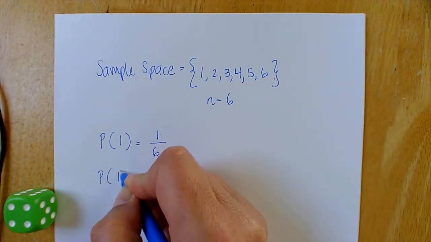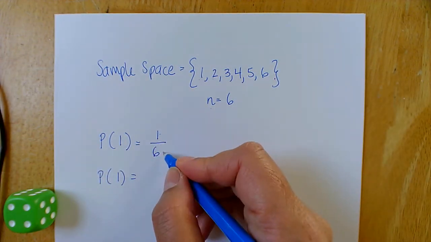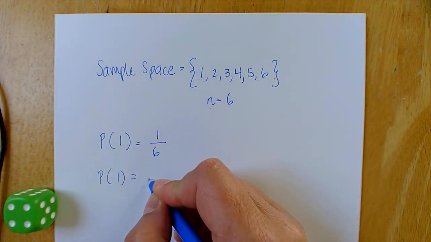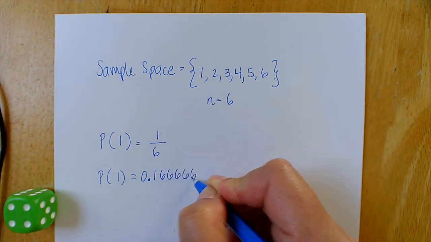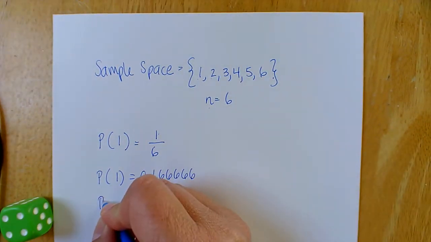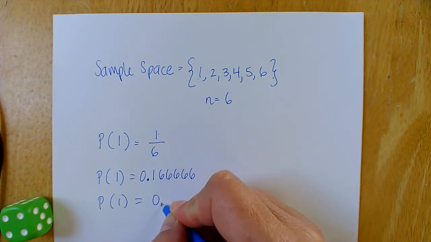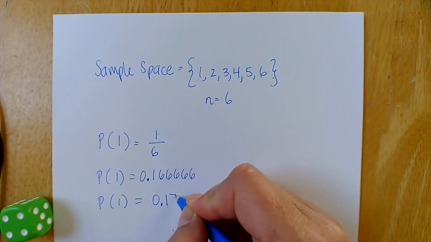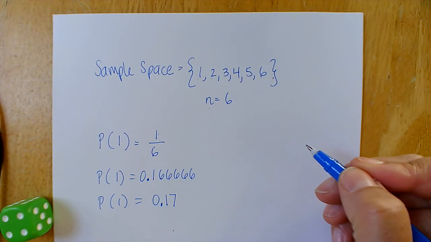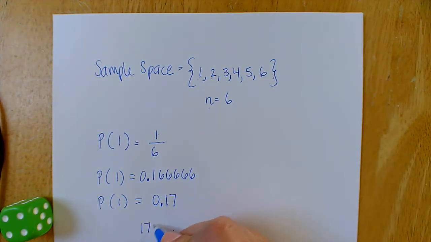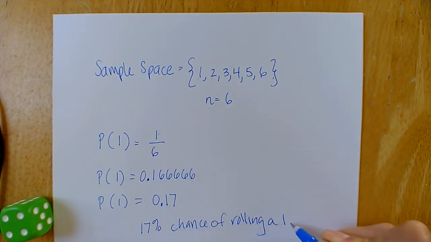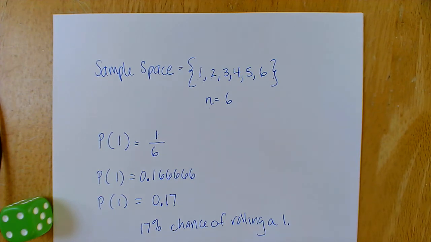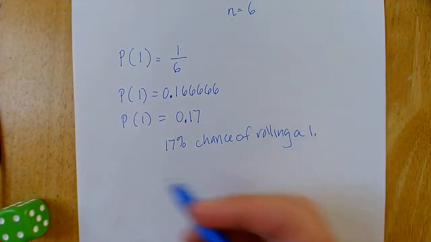We can reduce this, and when we divide it out, actually we can't reduce it, we can divide it out. When we divide it out, we get 0.166666 repeating. So if you would like to, you can round that to 0.17. Absolutely fine. If you want to change it into a percent chance, we have a 17% chance of rolling a 1. Okay, well, let's do all of the others quick.